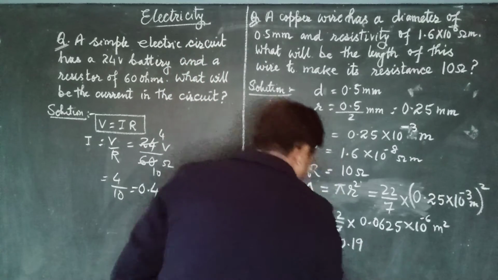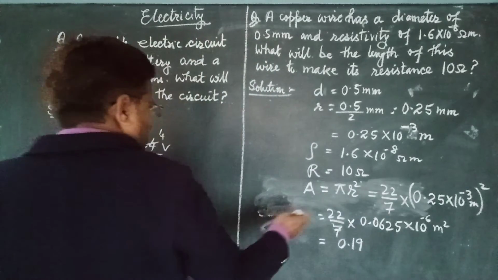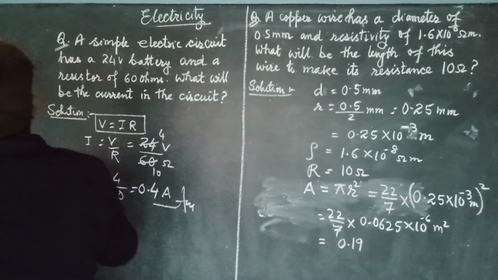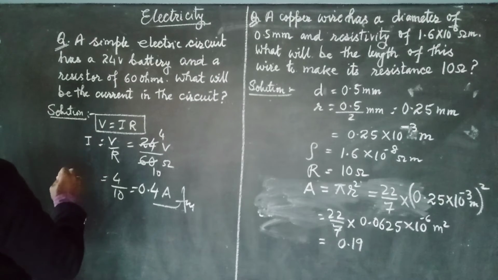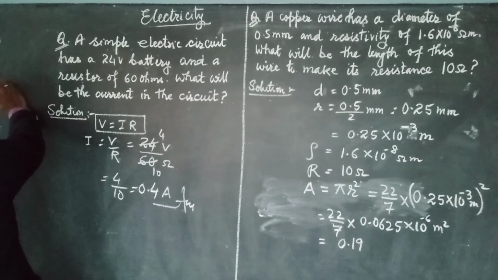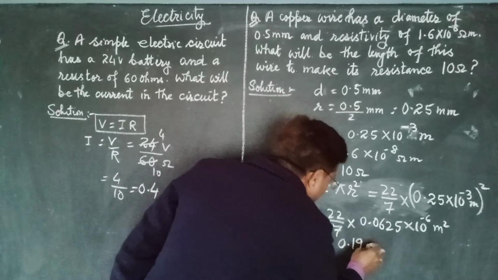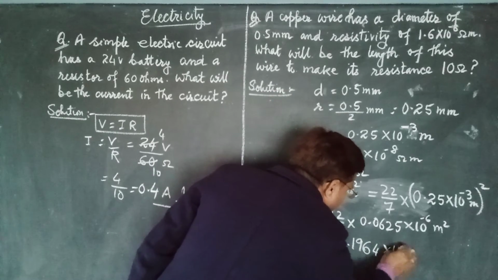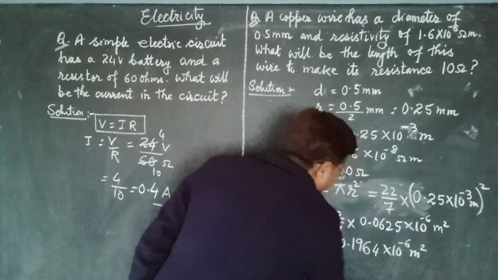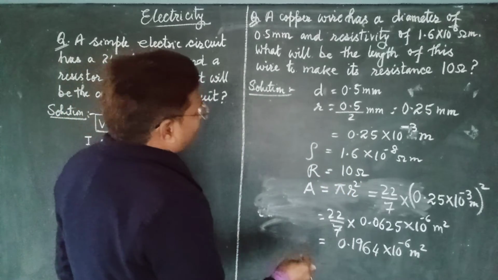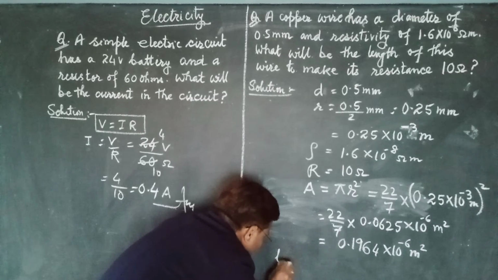Now when you multiply and divide, let me do rough work. When we do 22 into 625 and divide by 7, it comes out to be 0.1964 into 10 to the power minus 6 meter square. Now we have the area, and now we will write that formula.